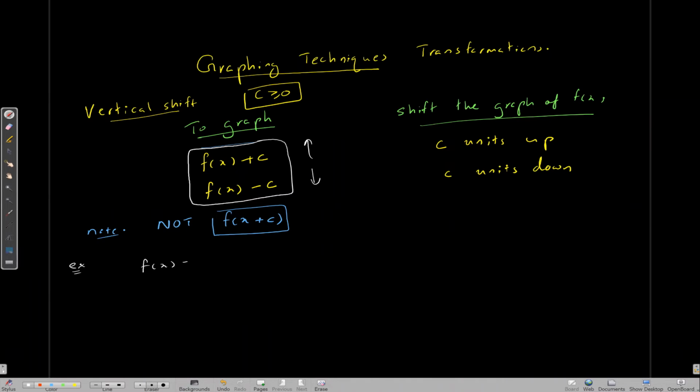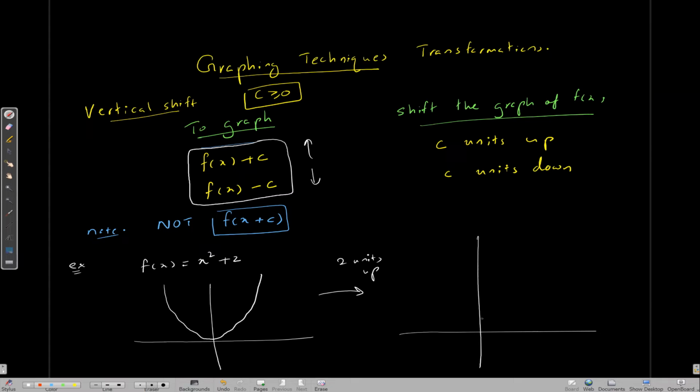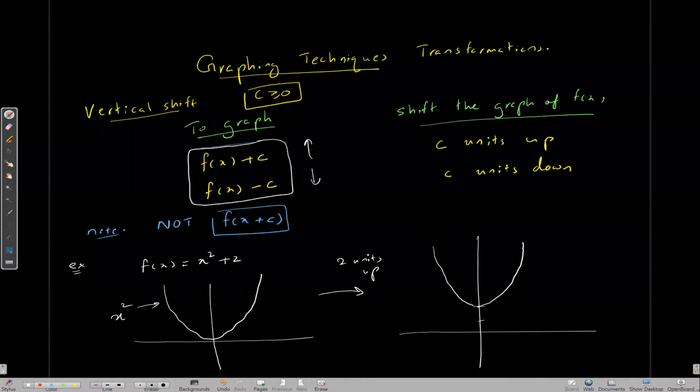f of x equals x squared plus 2. Now the base function x squared, in our last video we learned it looks like this, the parabola. So simply the transformation is 2 units up. So 1, 2, the same shape will go 2 units up. And it makes sense, right? Because this one is x squared, this one is x squared plus 2.